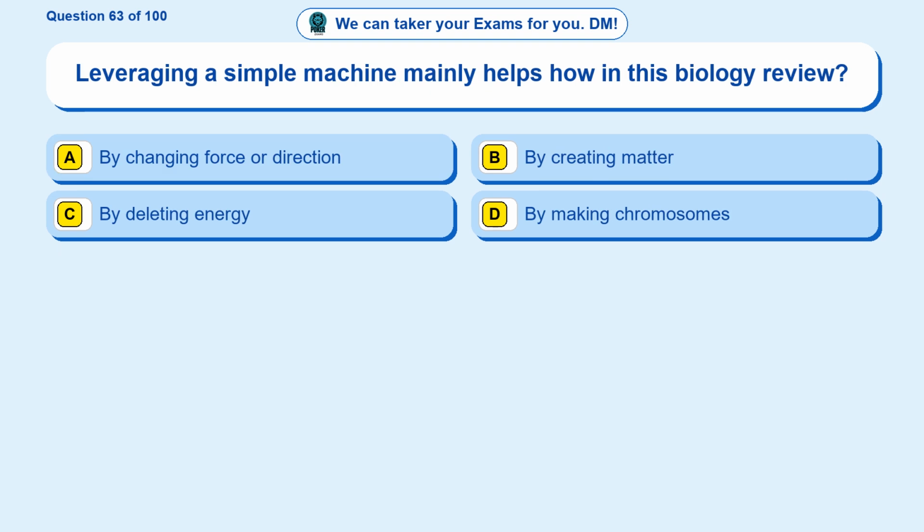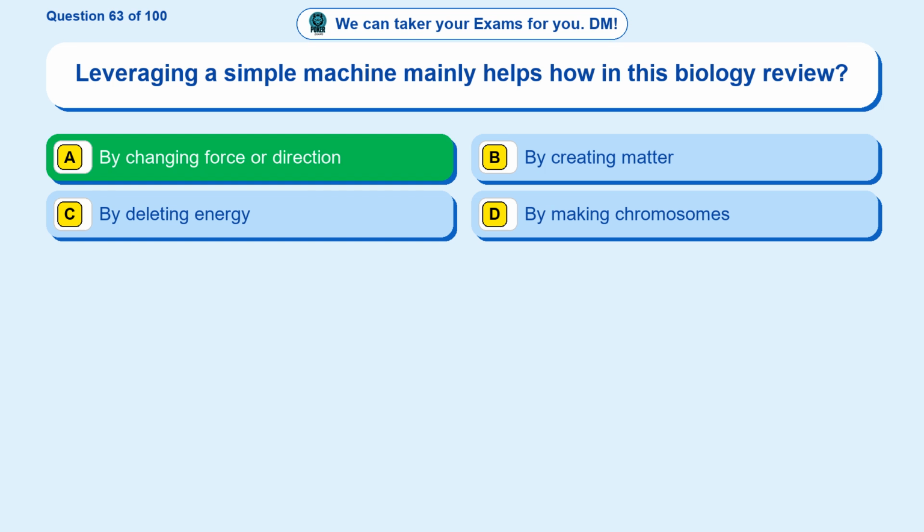Question 63. Leveraging a simple machine mainly helps how in this biology review? Option A, by changing force or direction. Option B, by creating matter. Option C, by deleting energy. Option D, by making chromosomes. The correct answer is option A.